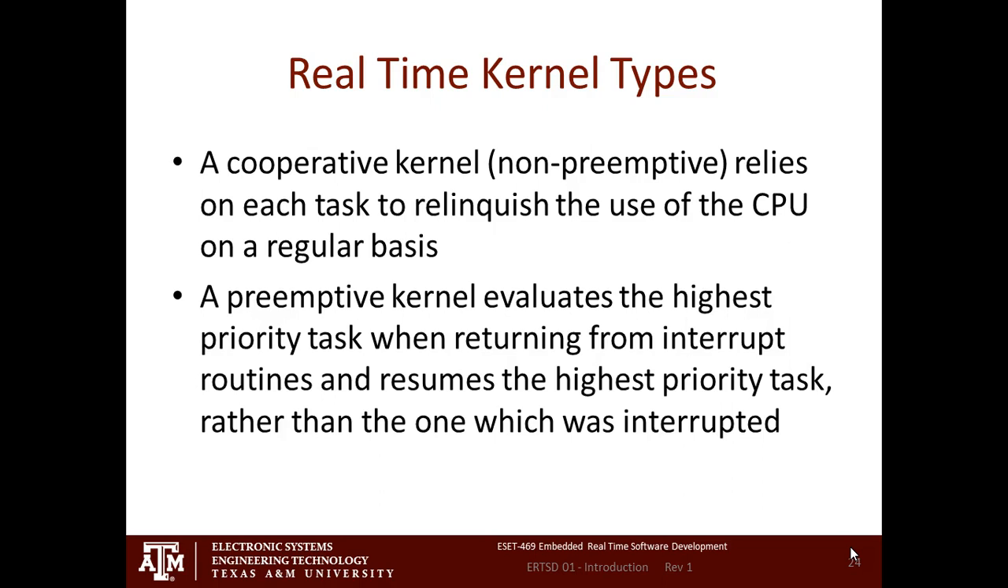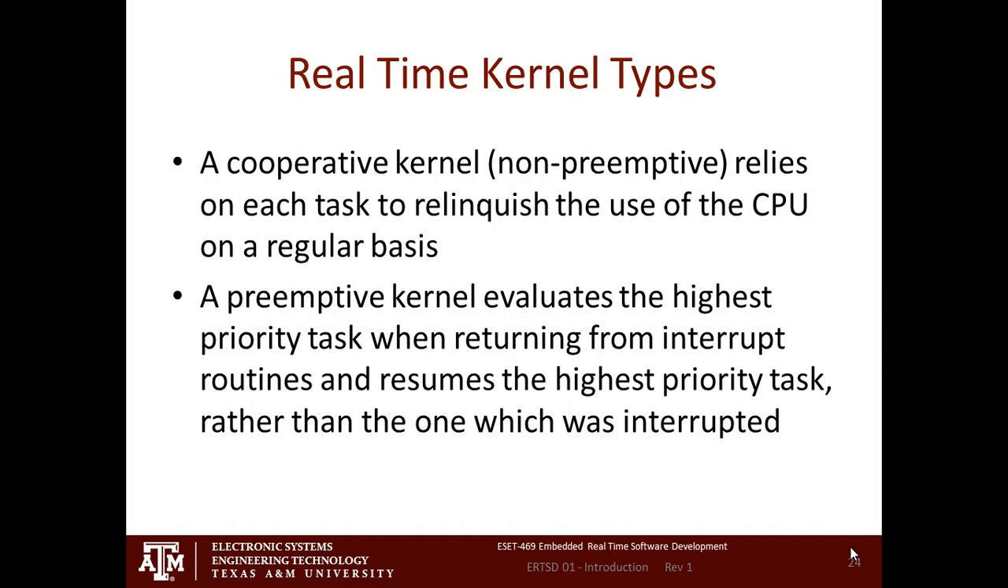So there are 2 types of real-time kernels. One is a cooperative kernel, okay? And basically this relies on every task cooperating with every other task. In the case of a cooperative kernel, the task is truly in charge of the CPU, and the CPU doesn't stop letting that task run until the task says, I'm done, let somebody else use the computer, I'm going to take a nap, okay?